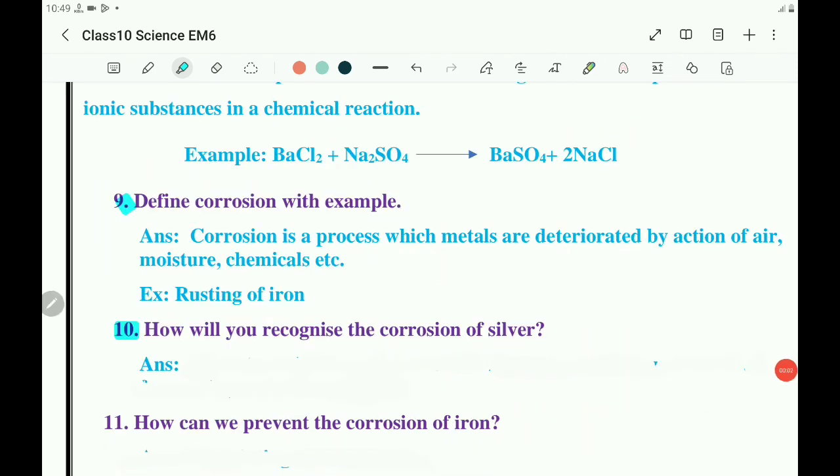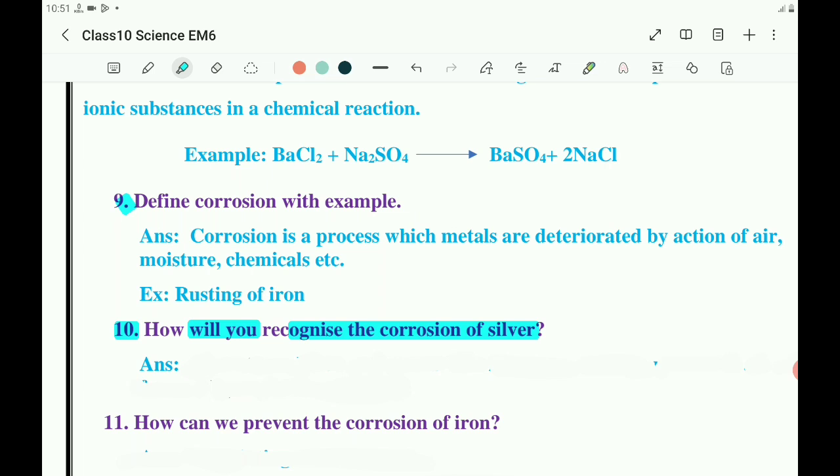Question number 10. How will you recognize the corrosion of silver? You may see that silver turns black as it reacts with hydrogen sulfide present in the air. In this way, you can recognize the corrosion of silver. So, silver turns black when it reacts with the hydrogen sulfide. That is, silver sulfide will be formed. That is a layer of silver sulfide.